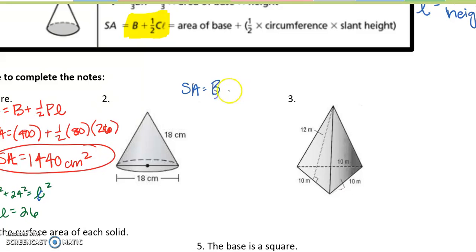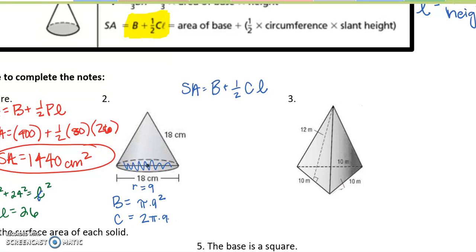Surface area equals the area of the base plus 1/2 times circumference times L. So again, I need to find the area and circumference of my base. My base is a circle. It has a diameter of 18. So I'm going to write here, that means the radius is 9. So the area of that base is pi times 9 squared. The circumference is 2 times pi times 9.